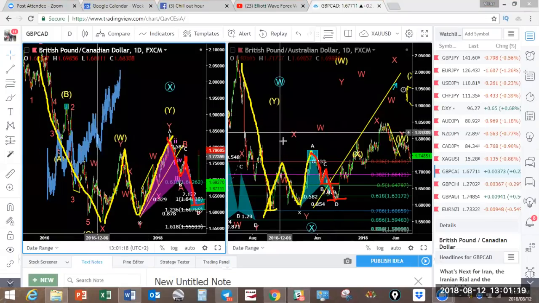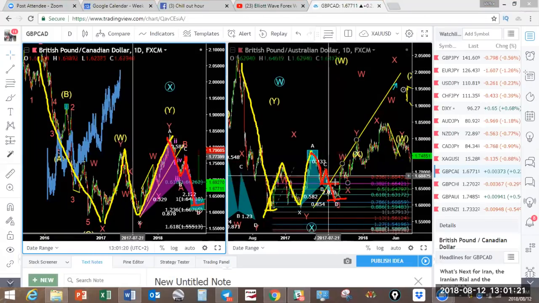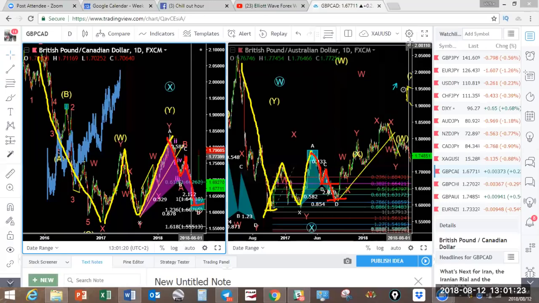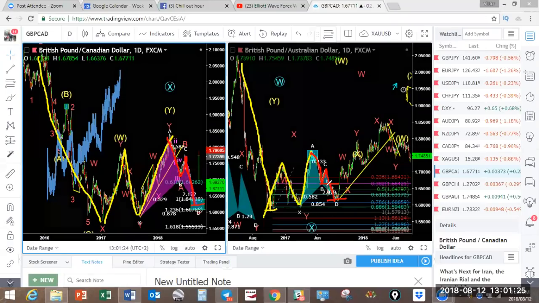Let's just make it properly. Oh, there we go, so it's already there. I don't know if you can see clearly there. So this bad pattern has already played out in pound AUD, right? So that's what you have there.